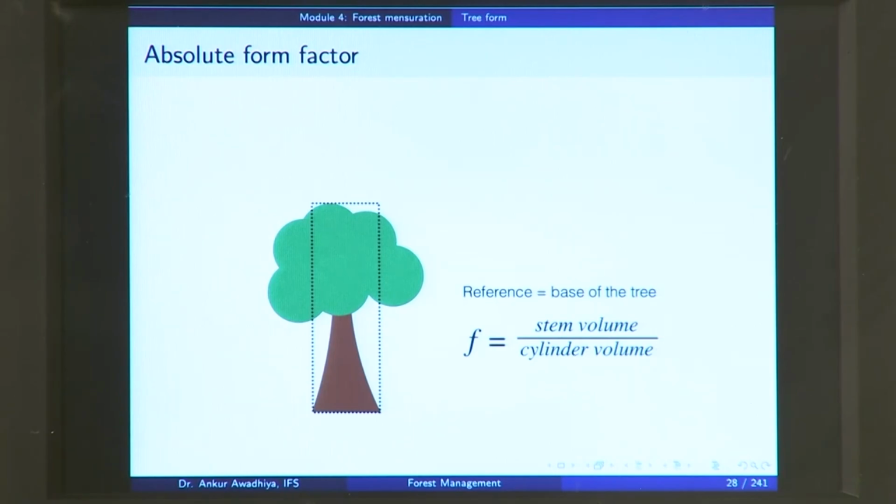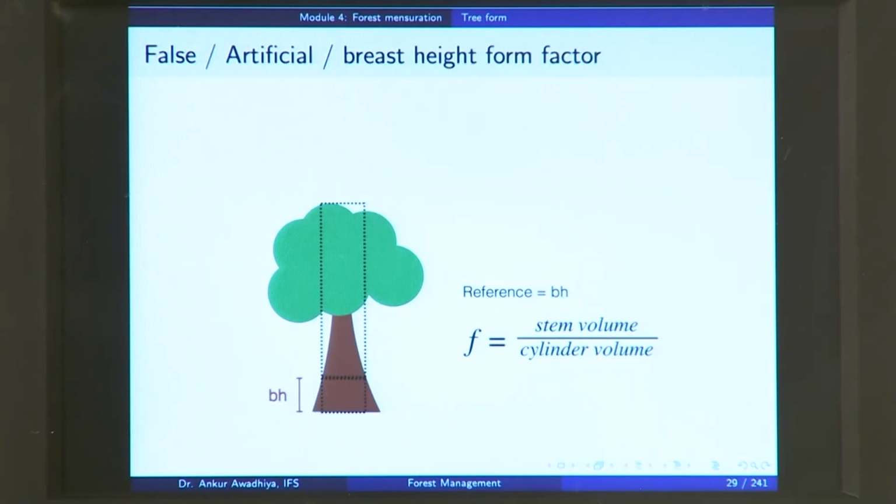So, we devise another form factor, which is known as the false form factor or the artificial form factor or the breast height form factor. In this case we take the measurement at the breast height. Breast height is defined as 1.37 meters, and if you stand in front of a tree, the height of your hands will roughly be the breast height. In this case you can just use calipers or a tape and get the diameter or the girth of your tree at this height, and it is also very easy to see.